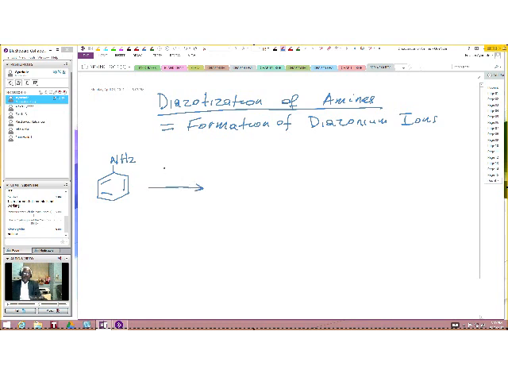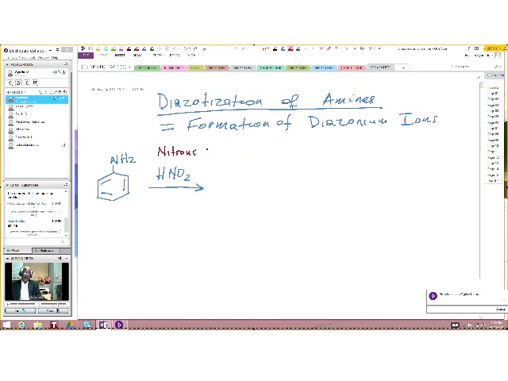Okay, so if you take aniline, and you take this molecule here, nitrous acid, this is a very important reaction. So make a note of this. Take nitrous acid. Notice this is not nitric acid. This is nitrous acid, in the presence of sulfuric acid.